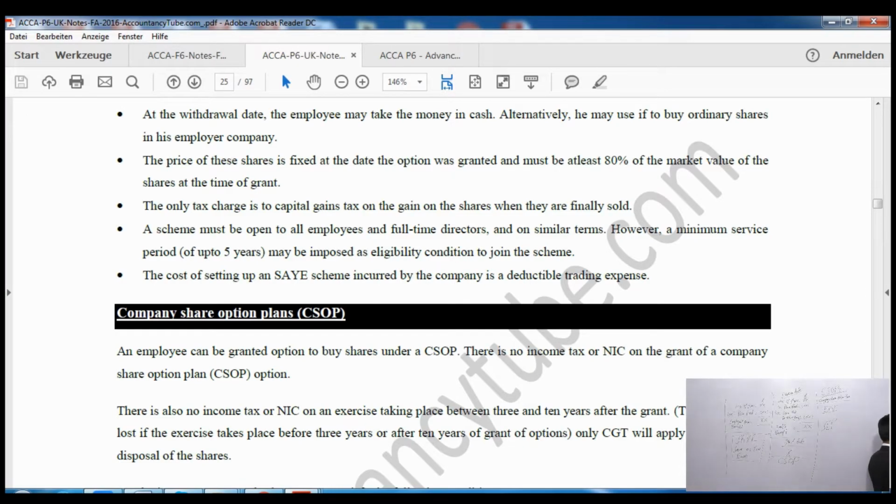Right? The next one, it says the only tax charge is the capital gains tax when the shares are finally sold. So capital gains tax is another type of tax. When you sell the shares, you will have to pay capital gains tax in this scheme, and only when the shares are finally sold.